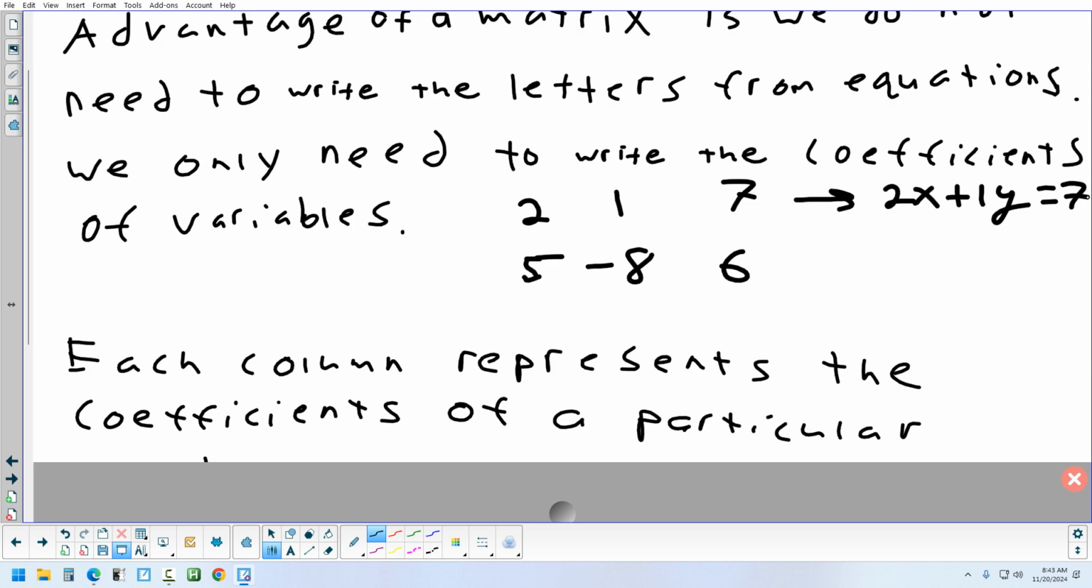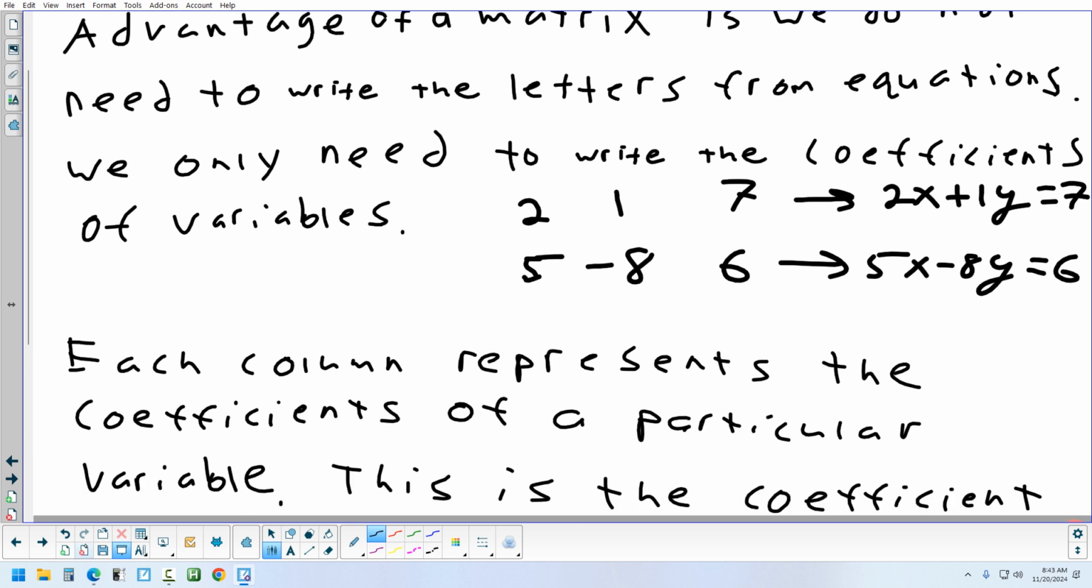The bottom row would be 5x minus 8y equals 6. So generally, when you write a matrix, the first column is always going to represent the x's. The second column would be the y's. And that third column would be the number that goes on the other side. That's how it would work if you have 2 rows and 2 columns here.